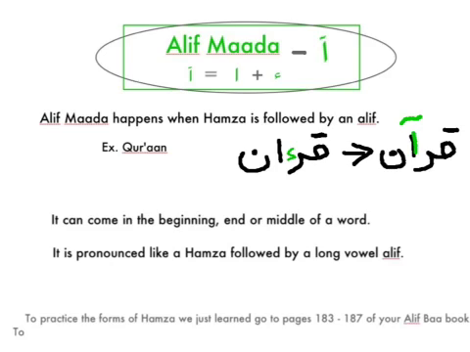Alif Maada can come in the beginning, end, or middle of a word. It is pronounced like a Hamza followed by a long vowel alif, like a. To practice the forms of Hamza we just learned, go to pages 183 through 187 of your Alif Baa book.